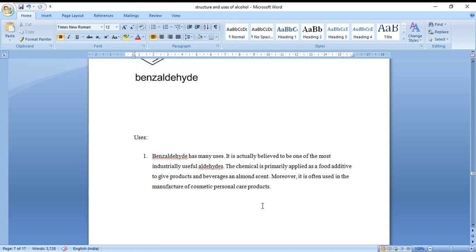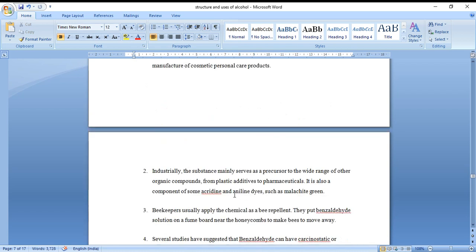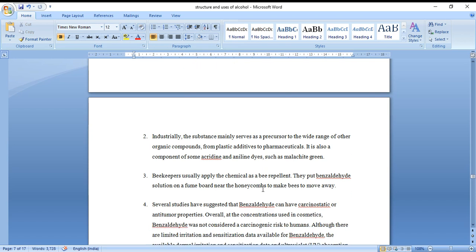And it is also used in the manufacture of cosmetic and personal care products. Industrially, this substance serves as a precursor to a wide range of other organic compounds. Precursor is nothing but a starting material or raw material for the production of various other organic compounds. It is used as a precursor from plastic additives to pharmaceuticals. And it is also one of the important components of acridine aniline dyes such as malachite green.